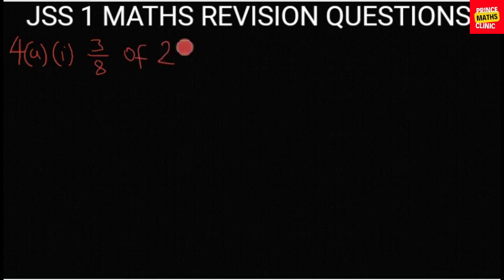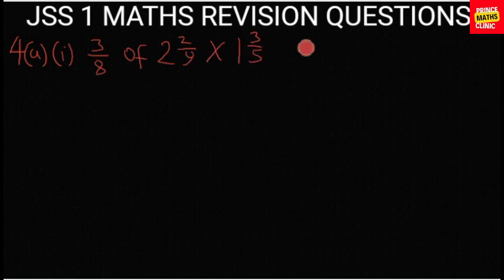Remember once again, when you are asked to simplify, it means to break it down to the smallest term, right? We've said that before. Okay, so looking at that, the first question in number 4A, Roman figure 1, says that we should do 3/8 of 2 2/9 times 1 3/5.